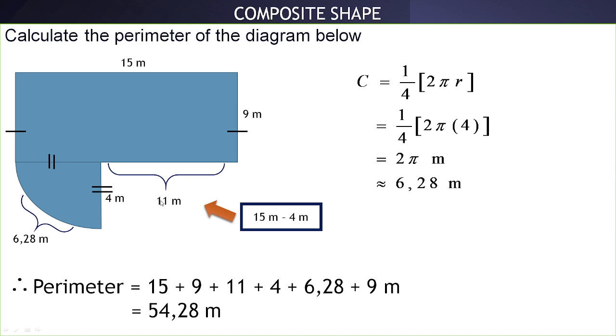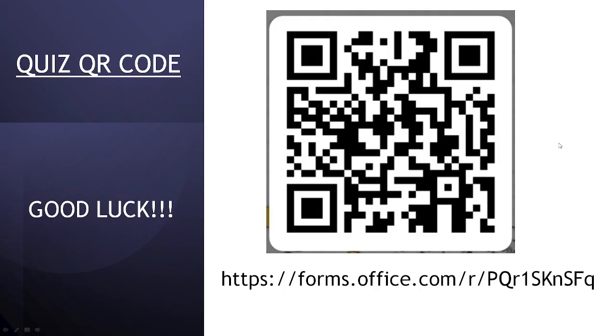Now that we have all of the dimensions of this particular composite shape, we can find the perimeter. The perimeter will be equal to 15 meters plus the 9 meters plus the 11 meters we just found, plus the 4 meters that forms the radius of the quarter of the circle, plus the 6,28 meters, which is the distance along the arc of the quarter of the circle, plus the 9 meters, which is the distance on the extreme left of this composite shape, and that will give us 54,28 meters.